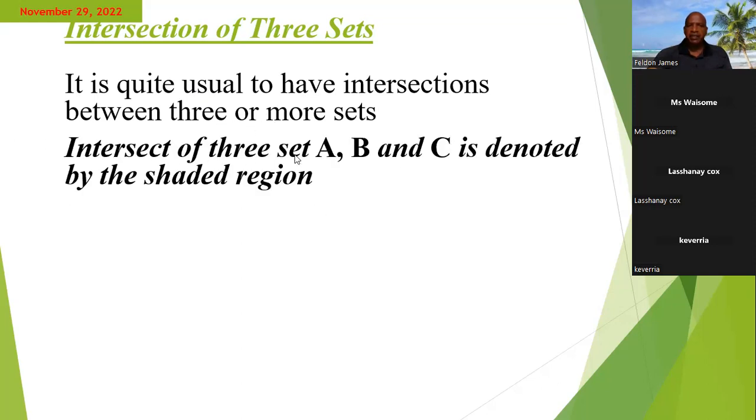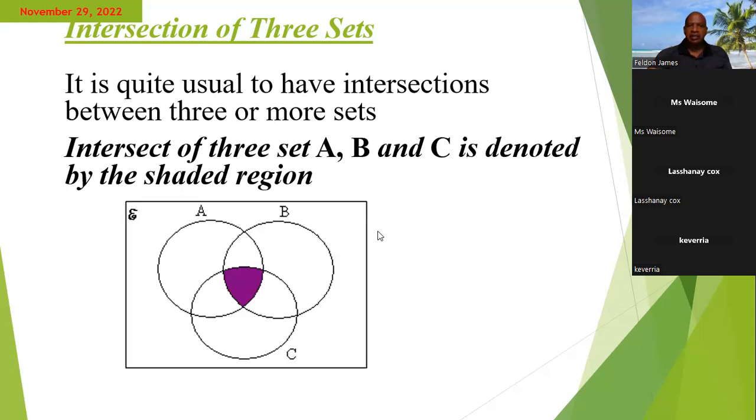Now, the intersection of 3 sets, A, B, and C, is denoted by the shaded region in the purple section. So in the intersection of all 3 sets, that purple region would be the region that has a member or members common to all 3 sets. So if they are not in that middle purple region, then they are not in all 3 sets. So that's where you have the intersection for 3 sets. All right, so that region is referred to as A intersect B intersect C.